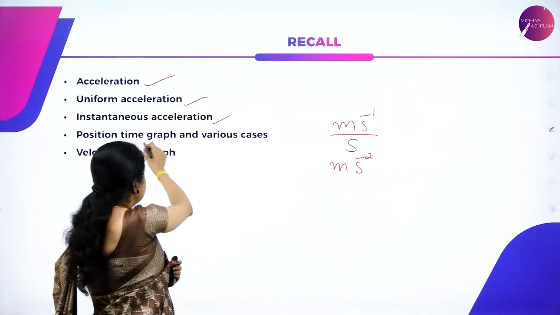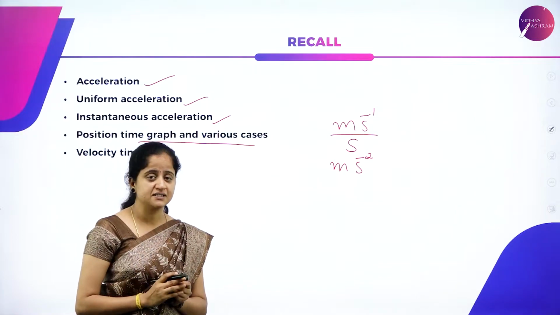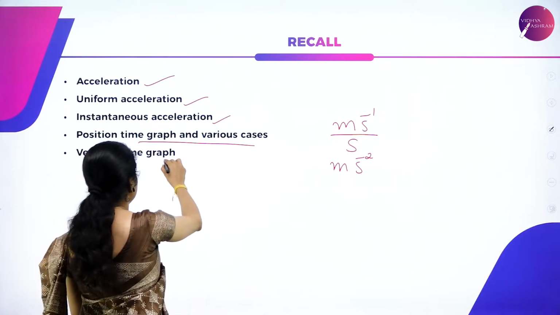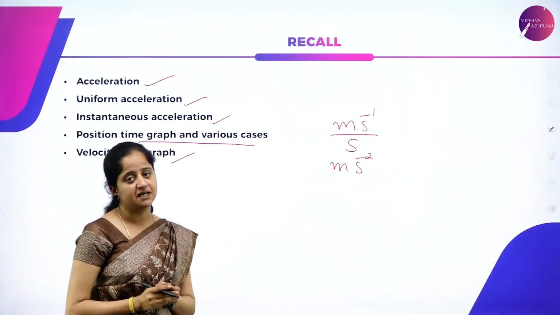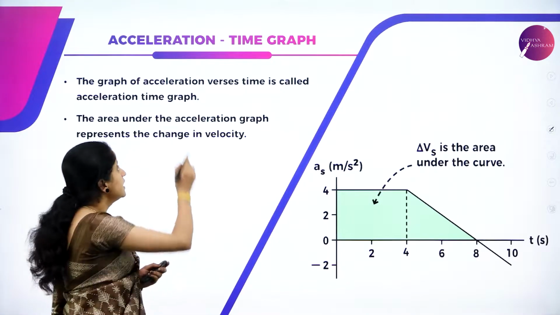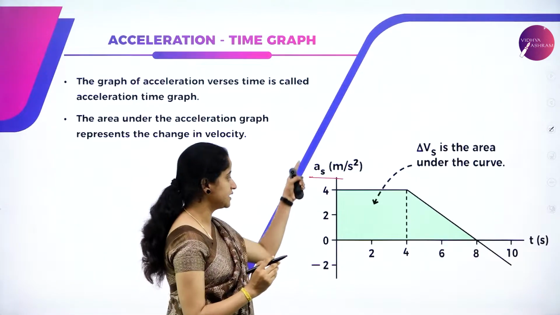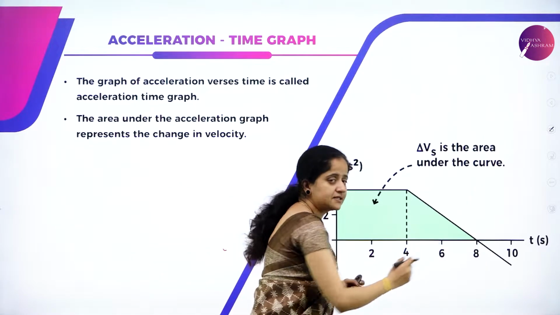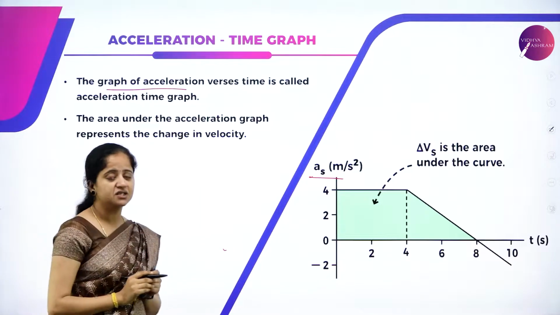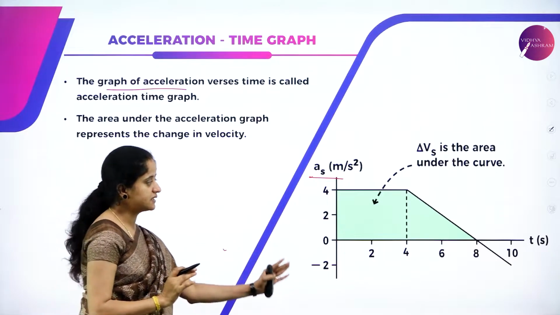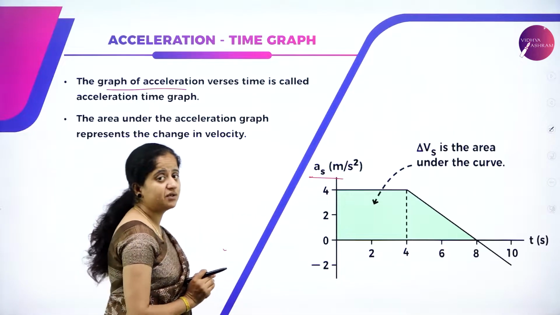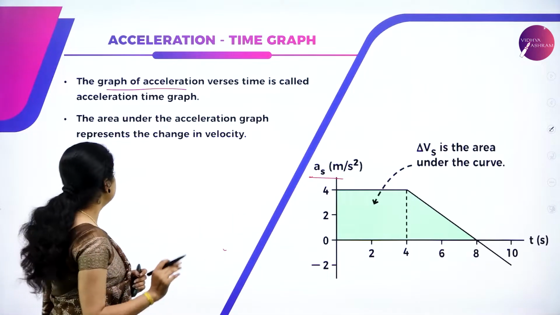And next we have discussed the position time graph and the various cases of the graph varying between position and time, and also we have studied the velocity time graph. In today's session, we are going to discuss some more interesting concepts, which include the acceleration time graph. Acceleration is along the y-axis and time is along the x-axis. Yes, it is nothing but the graph of acceleration versus time. So what is the SI unit of acceleration? It is meter per second square.